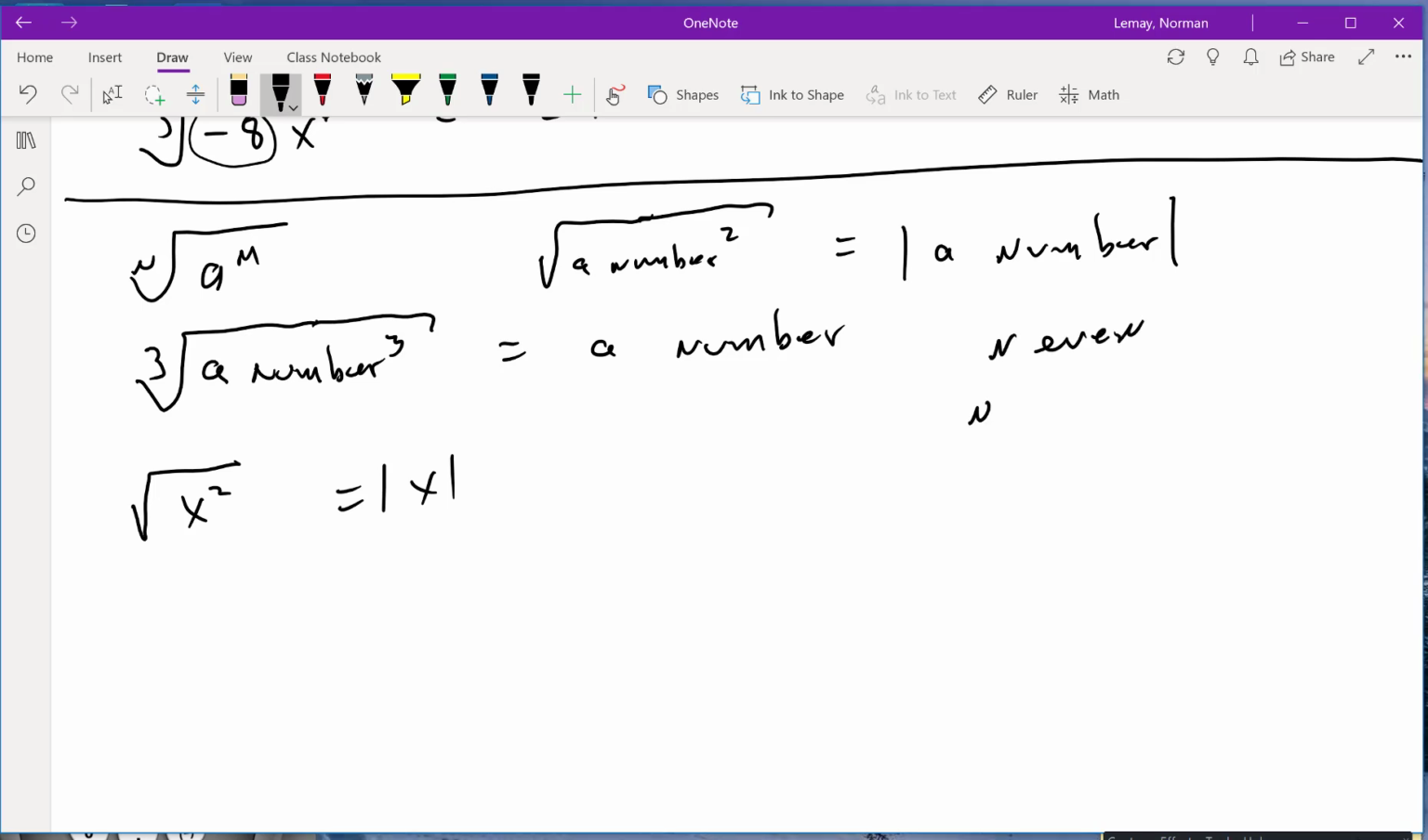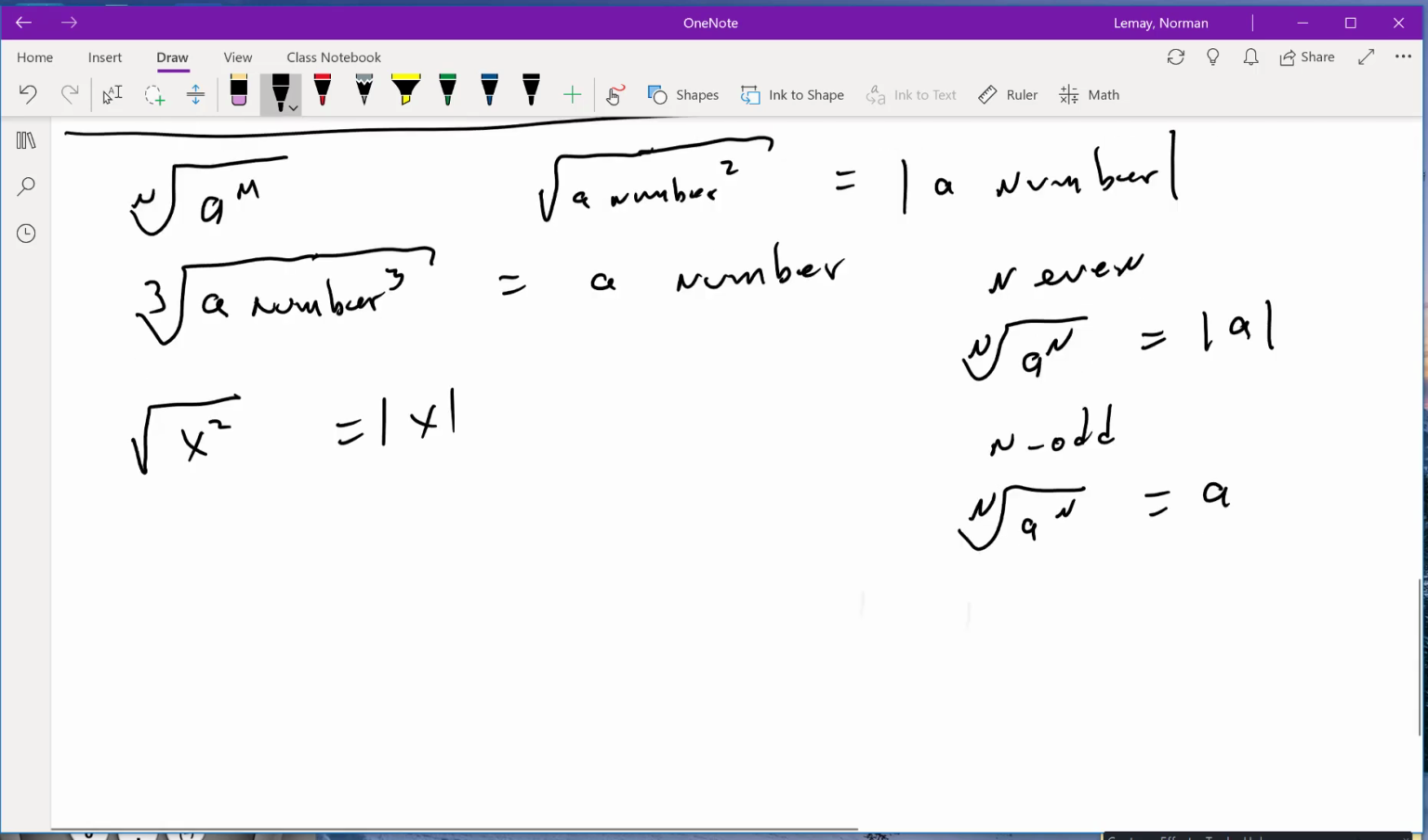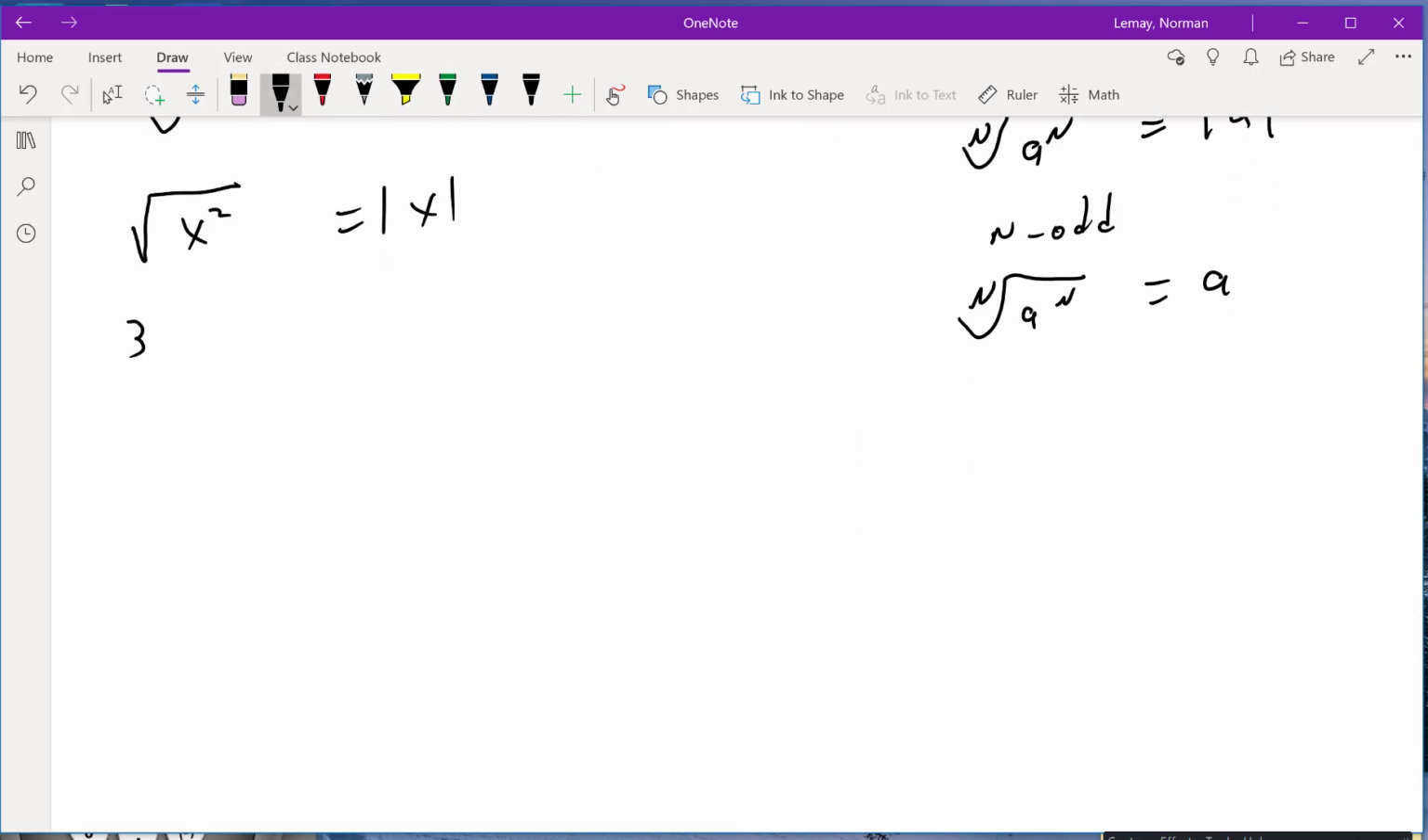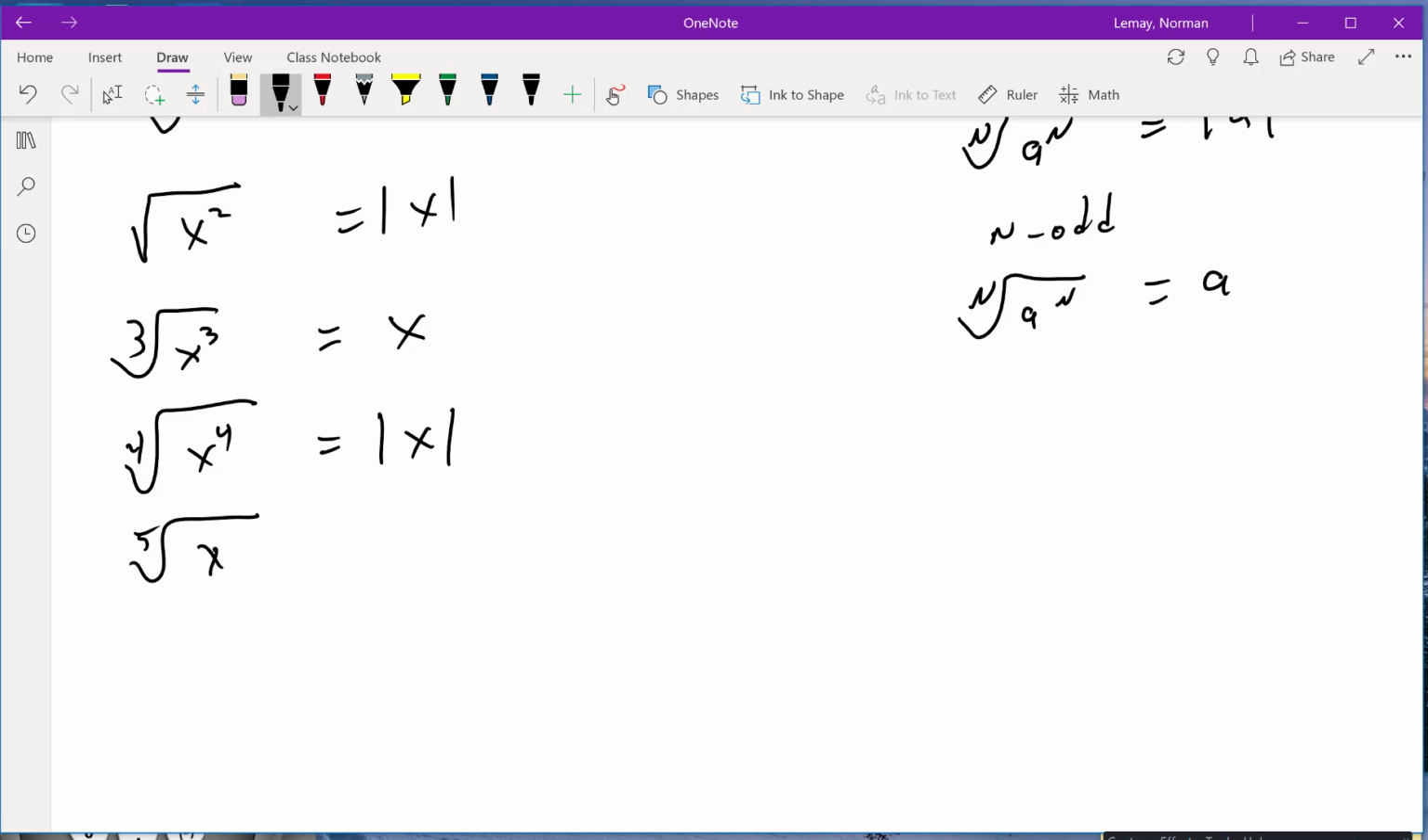When we take the nth root of a to the n power, it's equal to the absolute value of a for n even, and for n odd, when we take the nth root of a number to the nth power, it's just the number. In other words, the cube root of x cubed just gives us back x. The 4th root of x to the 4th gives the absolute value of x, and the 5th root of x to the 5th gives just x.